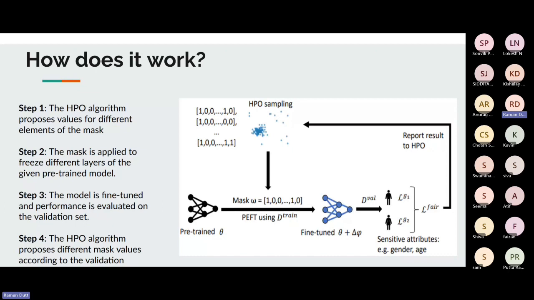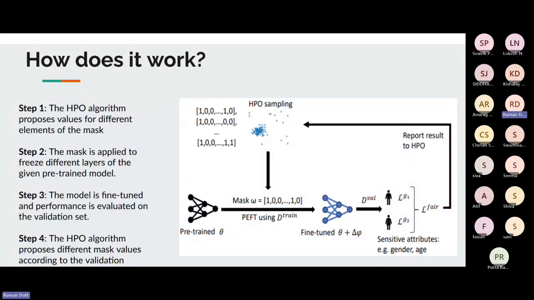Again, it's the same explanation. Step 1 is the HPO algorithm proposes values for different elements of the mask. Step 2, we apply this mask to our model, or basically we determine which parameters we will freeze and which parameters we will tune according to this mask. Step 3 is we fine tune our model on our downstream data set, and we get the performance on the validation set. And step 4 is the HPO algorithm proposes another mask based on the result.